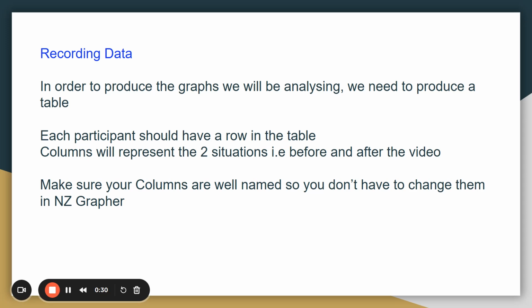So it's really important that when we are drawing it, we can compare that particular aspect. We need a table of data in order to copy this and to get our graphs. Each participant should have a row in the table, and the columns should represent the two situations, before and after the video. Make sure your columns are well named so that you don't have to change them in NZGrapher, which is the graphing function we're going to use to draw these.